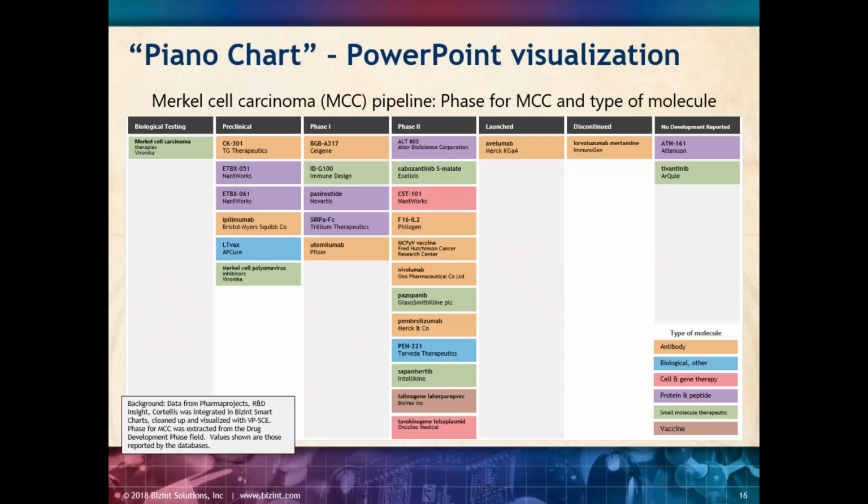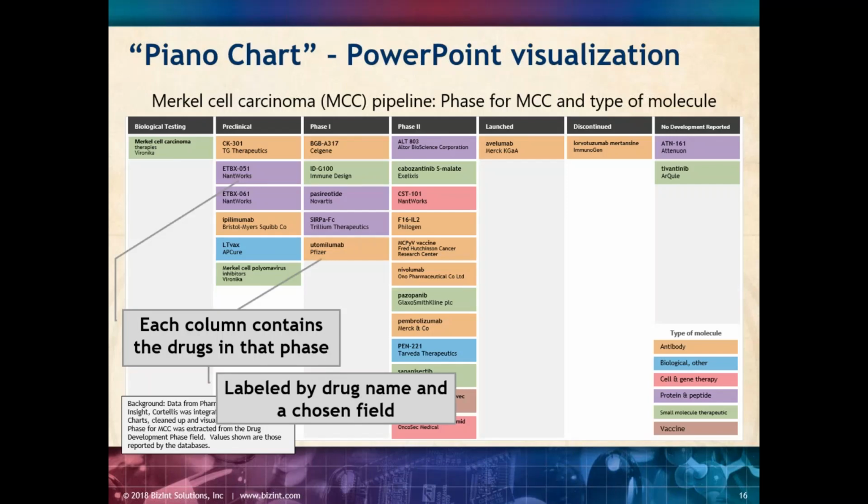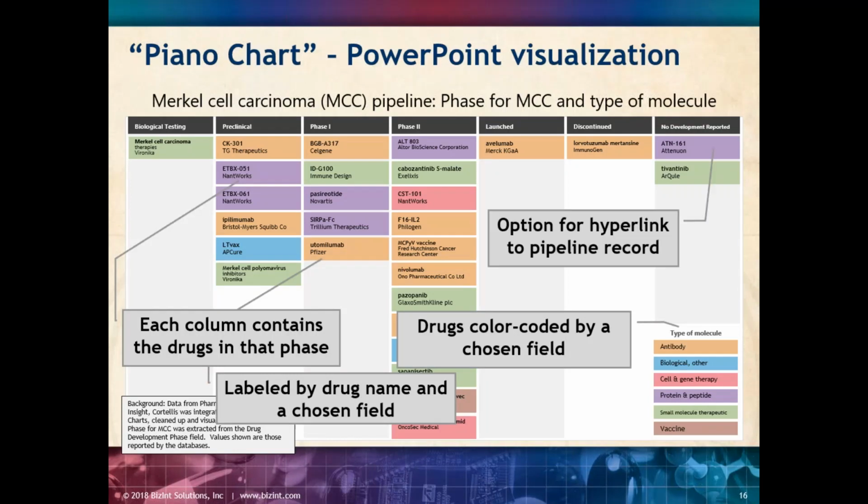It's drawn automatically in PowerPoint, and each drug is a box in a column for that phase, labeled by the drug name and your choice of 1 or 2 additional fields, such as company. And the boxes are color-coded by a field of your choice. In this case, it's type of molecule. And you can have links to the backing pipeline or trial record.